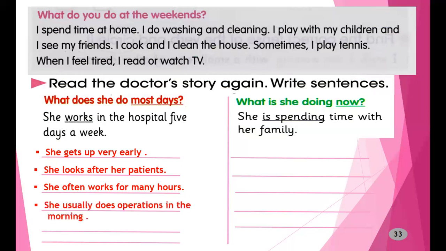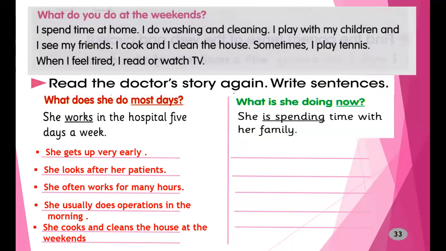Another example, she usually does operations in the morning. هي عادة تقوم أو تعمل العمليات in the morning في الصباح. And finally, she cooks and cleans the house at the weekends. هي تطبخ وتنظف المنزل at the weekends في أيام العطل. So all of these sentences are written in the present simple tense. مكتوبين في صيغة المضارع البسيط. وهذه الجمل أخذناها من الفقرات نفسها من قطعة الدكتور's story.